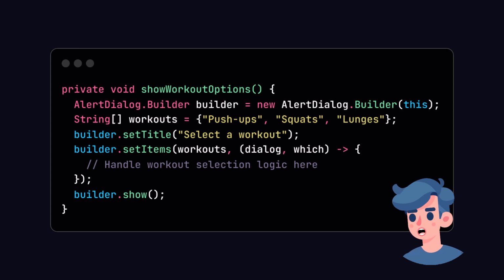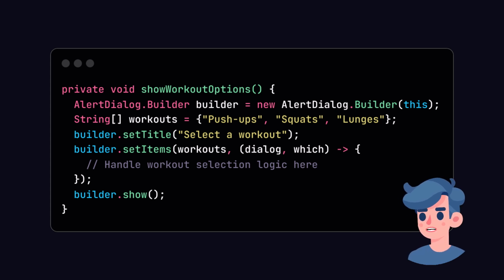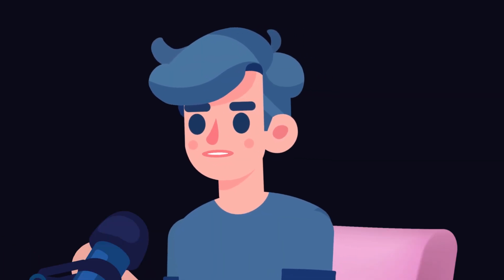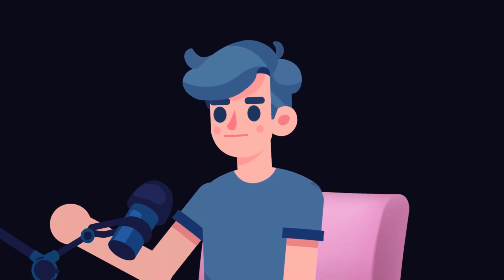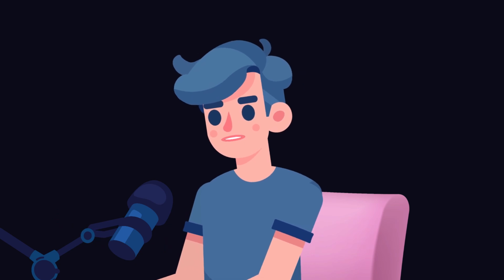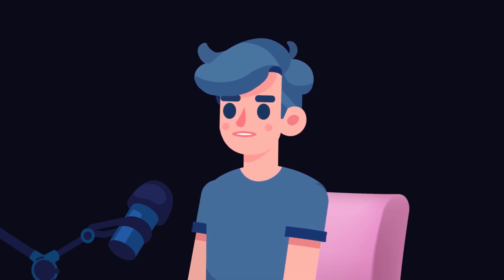Now that we have our AR fitness trainer displayed, let's enhance our app by adding interactive features. For example, we can allow users to select different workouts. In this code, we display a dialog with available workout options when the user taps a button. You can customize this to add any workouts you want. Once the user selects one, you can build the functionality to guide them through that workout with appropriate animations.